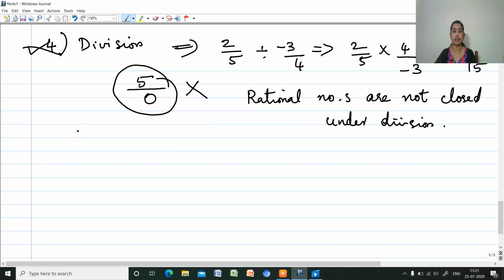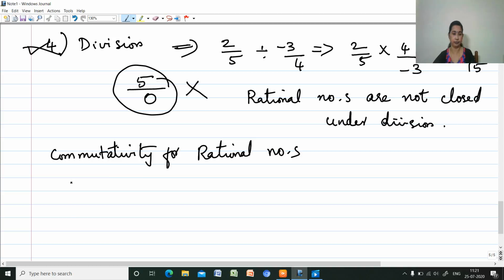Next, we already discussed commutative law for whole numbers and integers. Now, we'll check commutativity for rational numbers. So, commutativity for rational numbers. First one we'll check for addition.